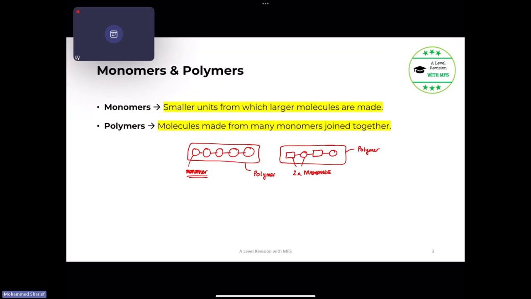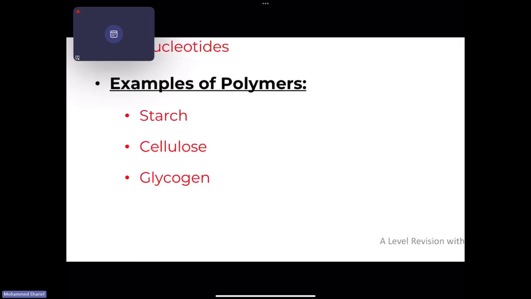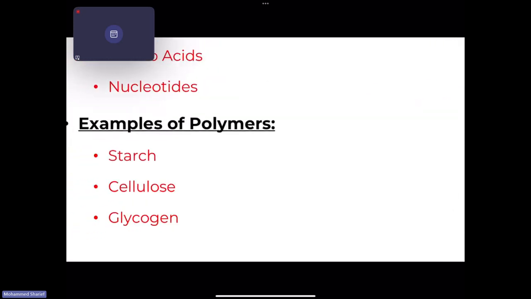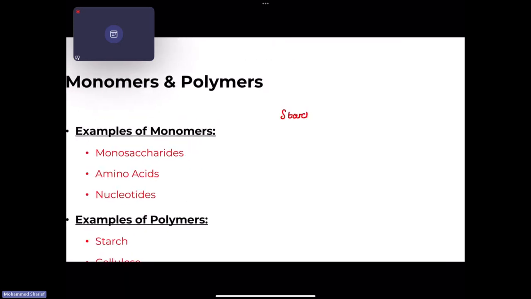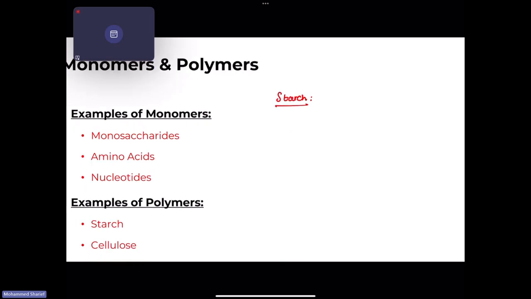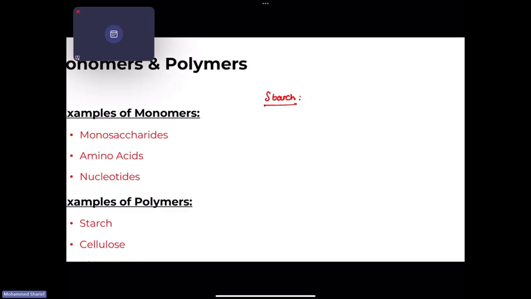Now, you also need to know some examples of monomers and polymers. Each of these monomers and each of these polymers, we are going to be going into more detail over the next few sessions. But just to give you an idea of what they actually are. So polymers, we know that they are the long chains. Okay, so if I was to model starch, for example, I'm going to model each of the monomers like this. So this is starch. We know that starch is a polymer.